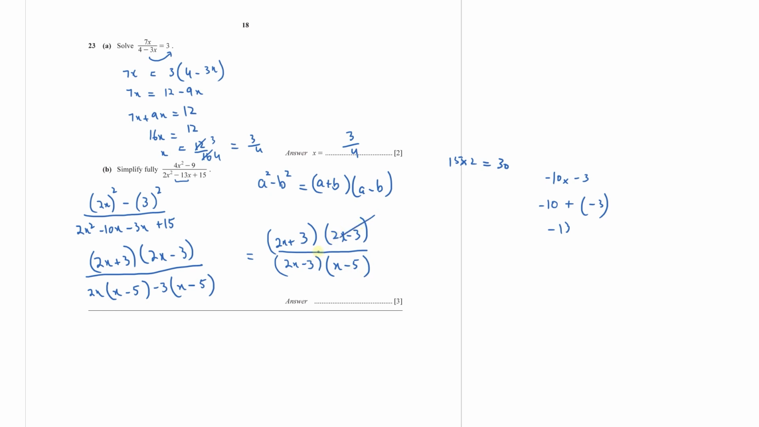So 2x minus 3 and 2x minus 3 cancel out. So I will get 2x plus 3 over x minus 5. So this is the simplified form of this.